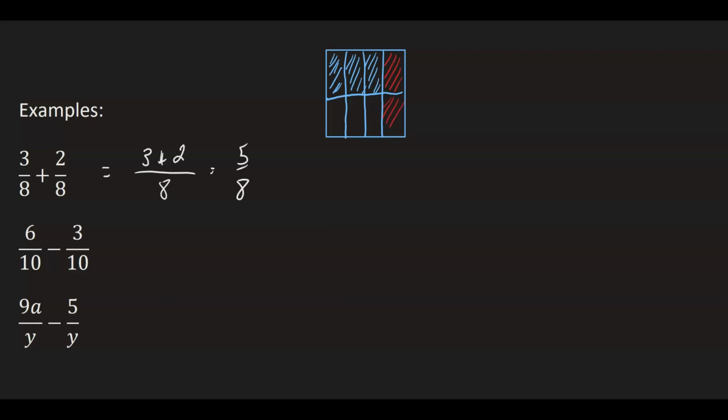I now have a total of 3/8 plus 2/8, which is a total of 5/8. Sorry, I keep saying that. All right, so we must have the same size pieces. Let's perform the same thing with a subtraction. We will keep the common denominator and do the subtraction in the numerator, and we get 3/10.